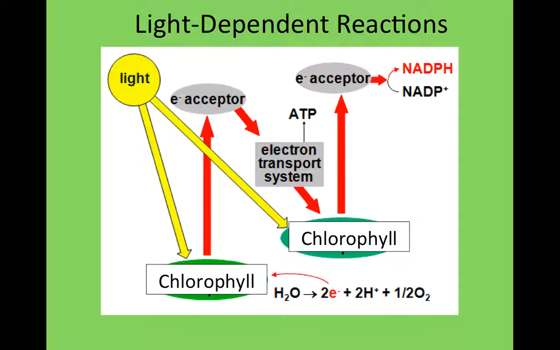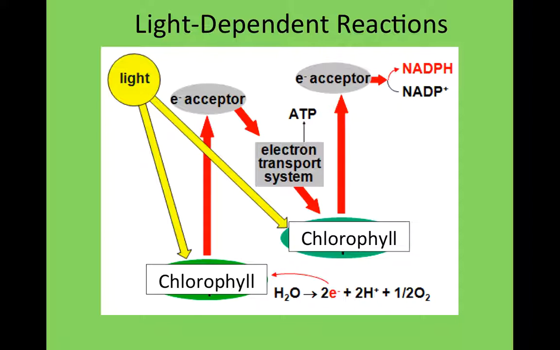Once the electrons have made it all the way through the process of the light-dependent reactions, up at the top right you can see that NADP+ comes in, picks up the electrons and leaves as NADPH. NADPH is an energy molecule that will be transported to the light-independent reactions so that it can power them. Another energy molecule that's made during the light-dependent reactions, as you can see here, is ATP. ATP is also transported to the light-independent reactions to help power those reactions.